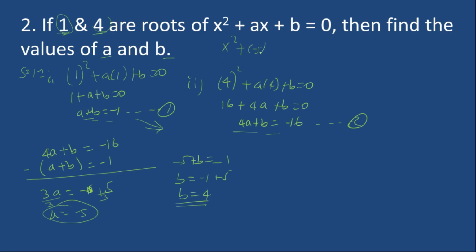Minus 5x plus b is how much? 4, right? 4 is equal to 0. It's as simple as that. x squared minus 5x plus 4 is equal to 0. We'll have a solution of x is equal to 1 or x is equal to 4.